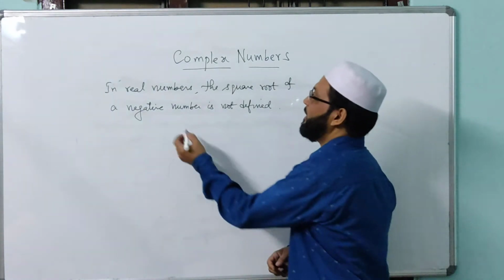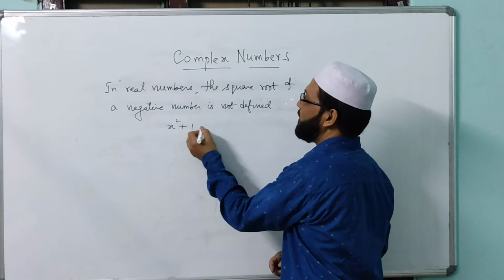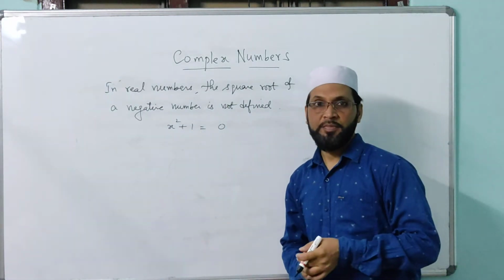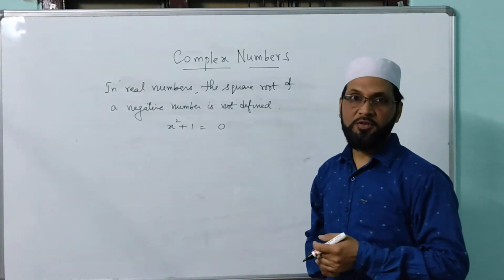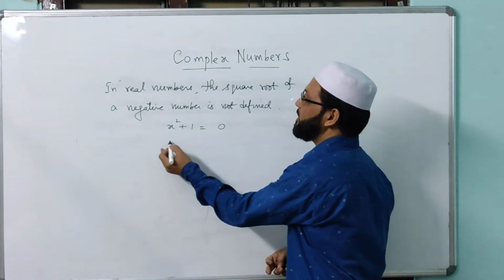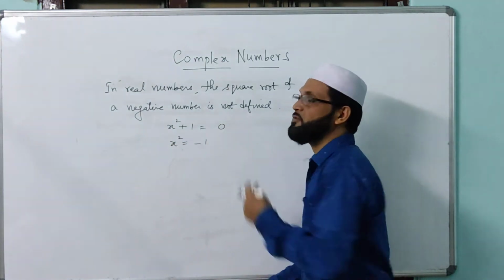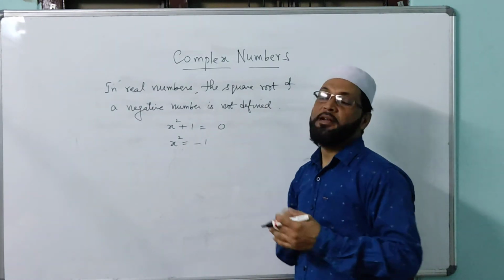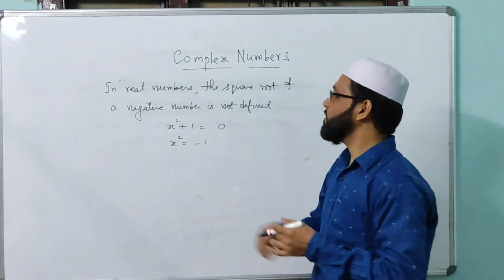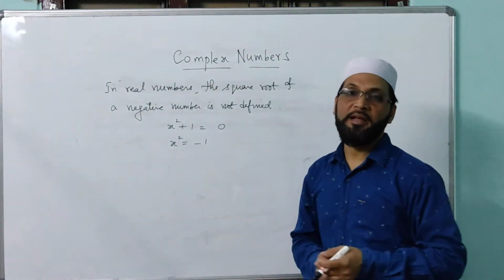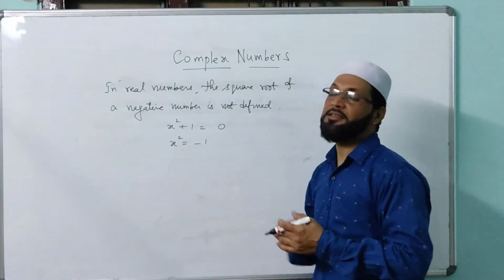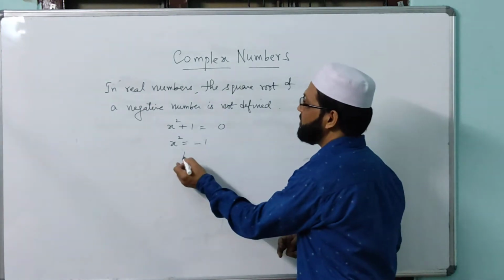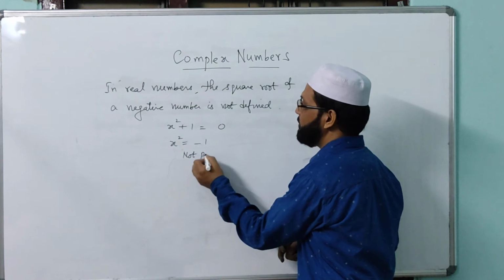For example, we have an equation of the form x square plus 1 equals to 0. It's a quadratic equation, the power of x is 2. If we try to solve this, we get x square equals to minus 1. And we have learned that the square root of a negative number is not defined. So the square of any number cannot be negative. So whenever we come across cases like this, we say it is not possible and we finish it off.